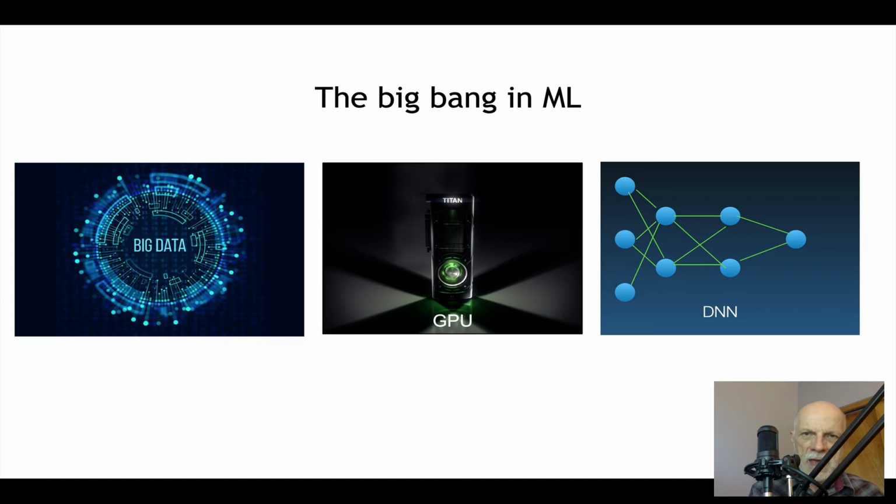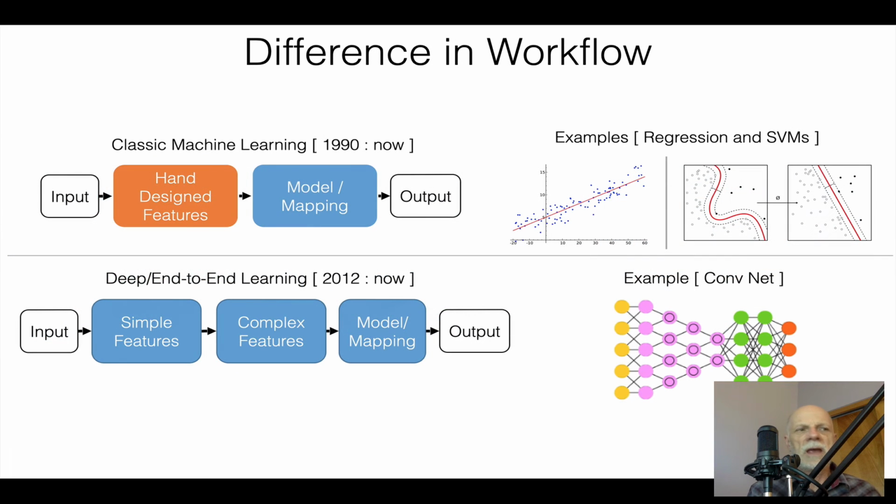So that's the Big Bang in machine learning. And this brought about a tremendous difference in the workflow of how people in the field of machine learning work. Before neural networks, a lot of the time was spent in classical machine learning doing hand-designed features, manipulating the data in certain ways just to prepare it for the machine learning algorithm, whether it was a regression algorithm or a support vector machine.